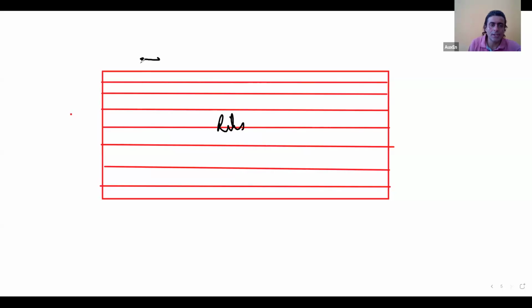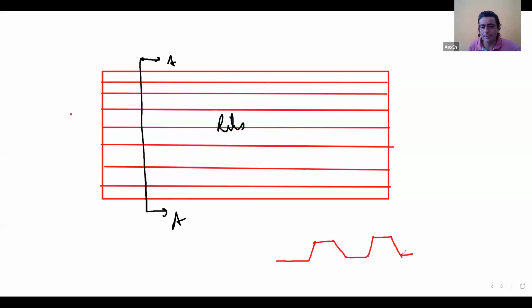If I were to draw a section like this, AA, this AA section will look like this. The profile shape will come over here. Are you able to get it? This is my AA section. I hope you are able to imagine.